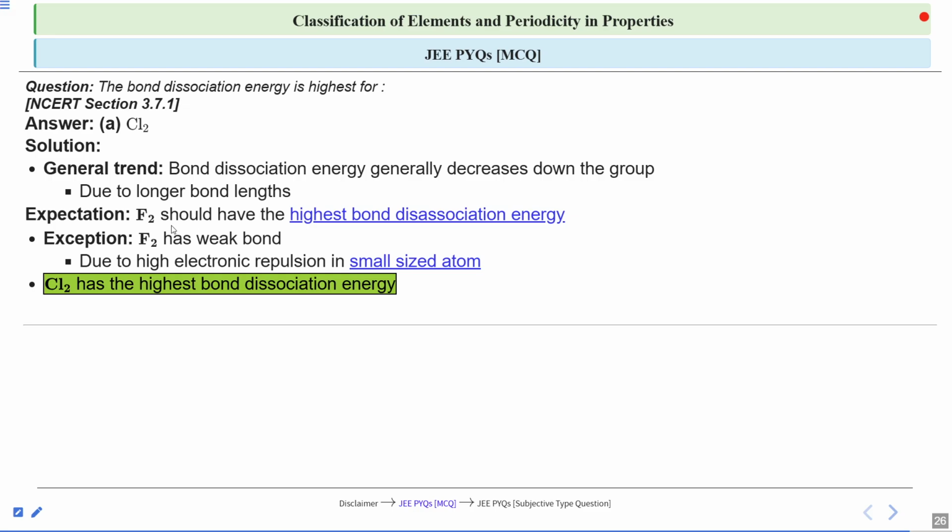So Cl2 has the highest bond dissociation energy as a result of optimal bond length and the less repulsion. So this word optimal means they are both balancing each other and creating a perfect circumstance for a higher bond dissociation energy. Okay, I hope this is clear to you.